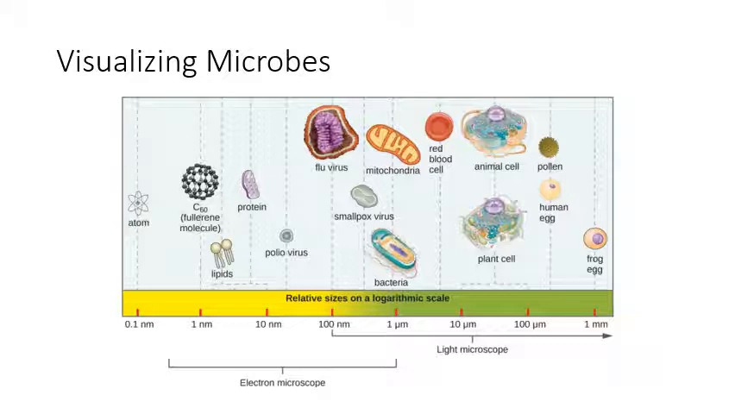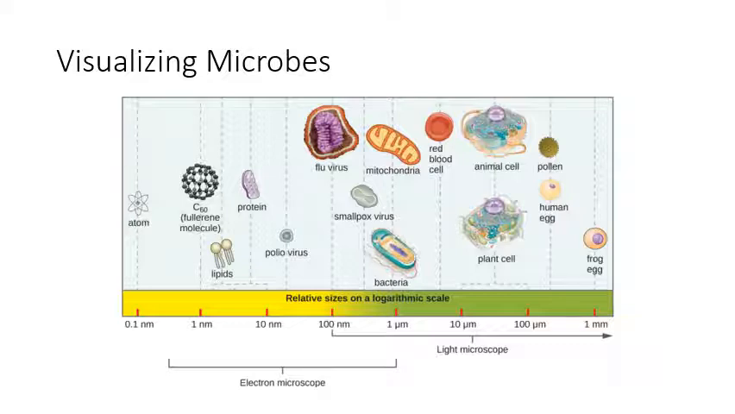So if we look at this scale here, to the far right side of the scale are things that you can actually see with the naked eye. So for example, the egg of a frog is a pretty large cell. You wouldn't need a microscope to be able to see that. But the more we move to the left of this picture here, we're getting to smaller and smaller things. So the next kind of jump down here is a human egg, a grain of pollen. Those are obviously very small.